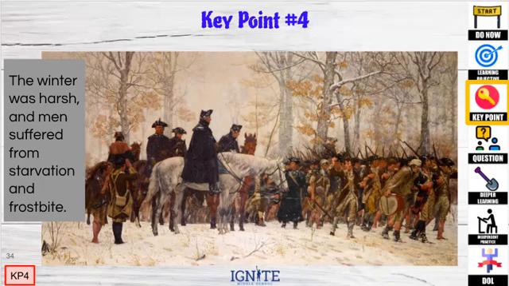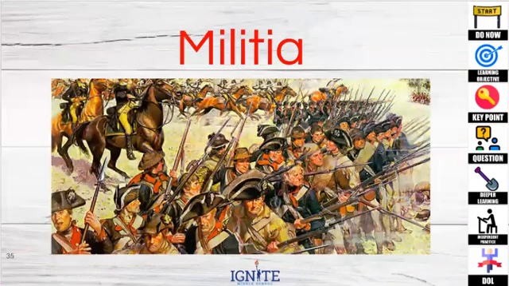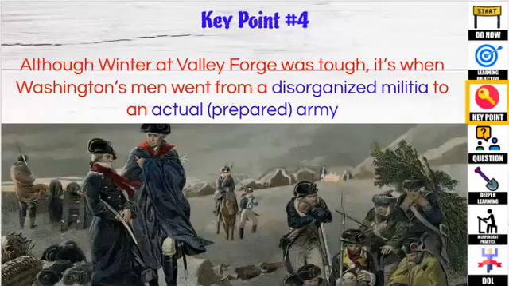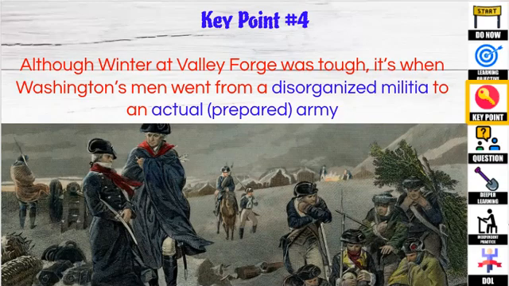So winter at Valley Forge was a really tough time for George Washington and his army. I also mentioned to you earlier in this lesson that Washington's army was a disorganized militia, a group of people who were kind of thrown together for the cause. They didn't have a lot of training or supplies or knowledge about military tactics. But although winter at Valley Forge was tough, it was when Washington's men went from a disorganized militia to an actual prepared army.